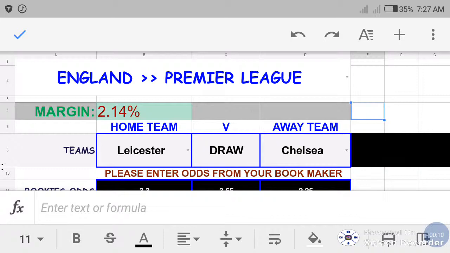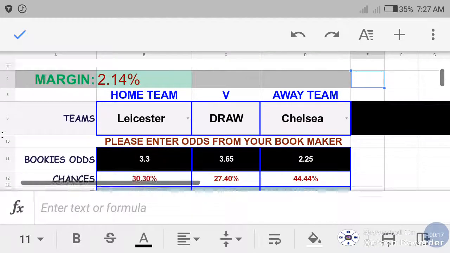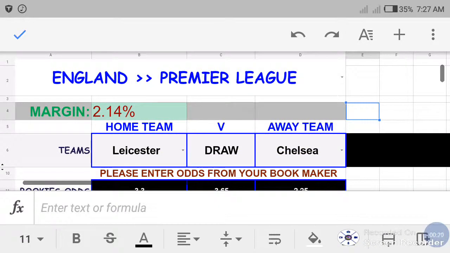Today we'll be looking at value bets using the method. So today we'll be looking at the value from different leagues. The first thing we always need to do is to pick a league. Here we have England.